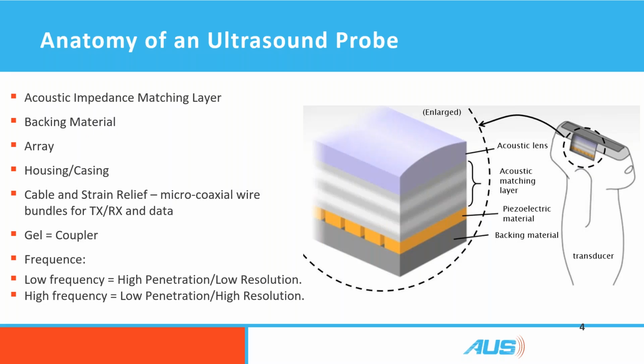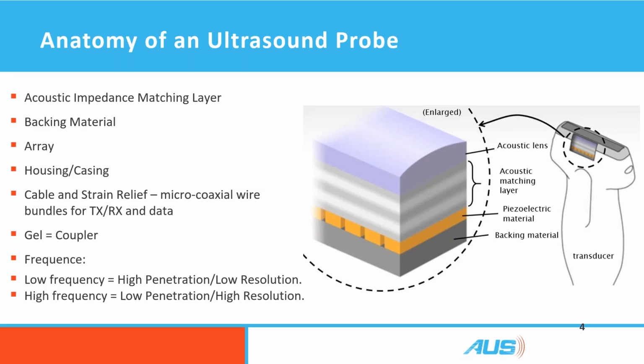We want them to vibrate, but we don't want them to continue to vibrate, so we dampen them. So when we hit the high voltage pulse, it sends out one pulse and doesn't continue to send out sound waves. So we have a backing layer, if you will, and it's critical to keep it dampened, and it improves axial resolution.